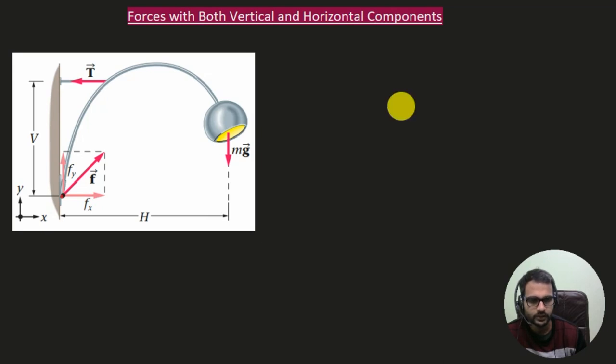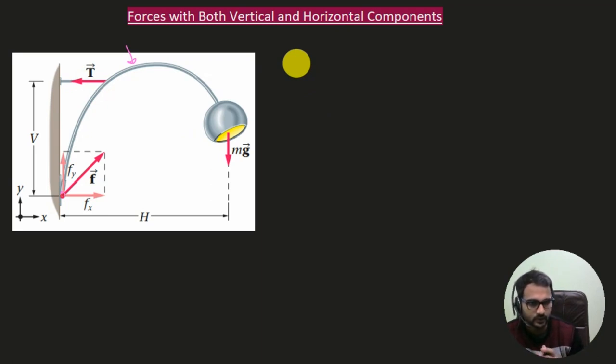Now we'll be considering a situation where forces have both vertical and horizontal components. Like here, we have this lamp and this light curved rod, which is attached to the bolt at this point. And here it is connected with a wire. Now, this rod is lightweight and the lamp has a mass M. So, the gravity force would be acting like this. Now, at this point where it is connected with the bolt, the bolt applies the force F onto this curved rod, which has the X and the Y components that you can see here. Also, we have this tension force T in the wire. This is the scenario here.